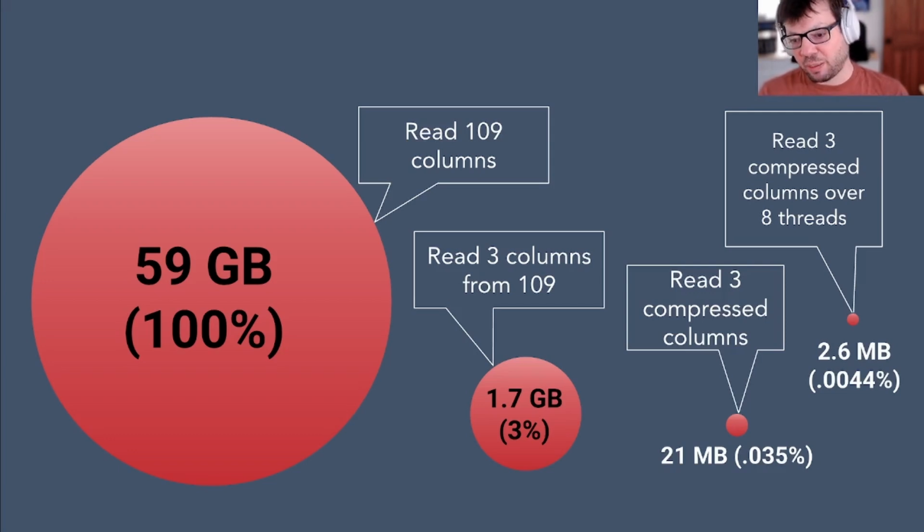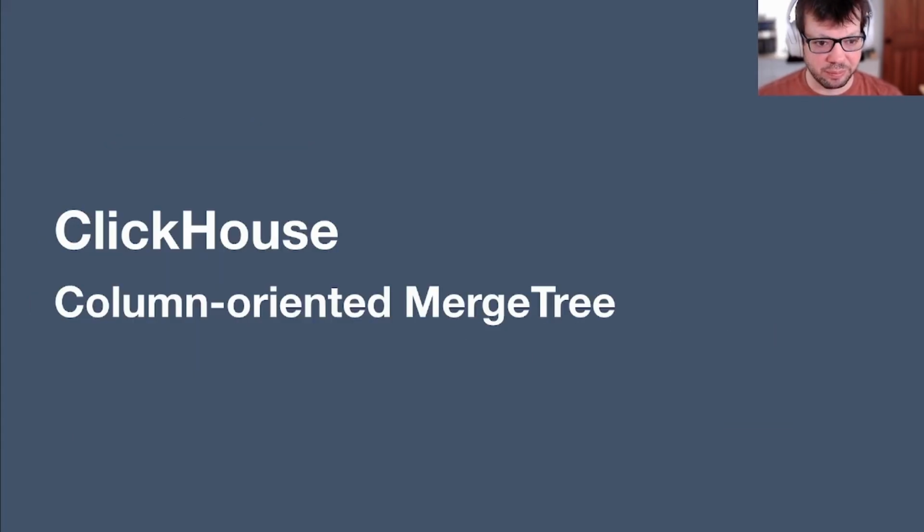But because that data can be compressed so much more easily, it actually ends up being less than 0.5% of that original 59 gigabytes. And then because we can run this in multiple threads or even on multiple nodes across multiple disks, we can speed that up even more and get the total read down to 2.6 megabytes from that original 59 gigabytes. So that's really, really cool.